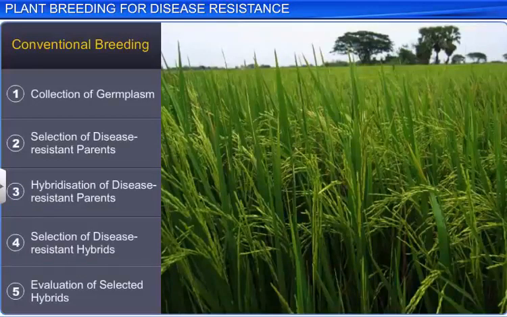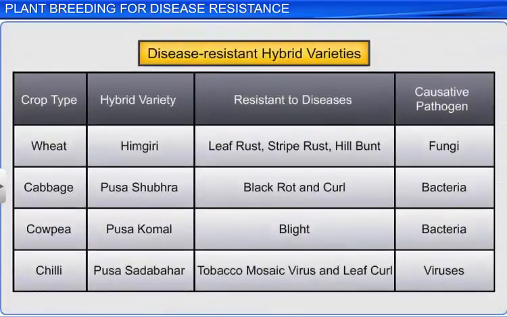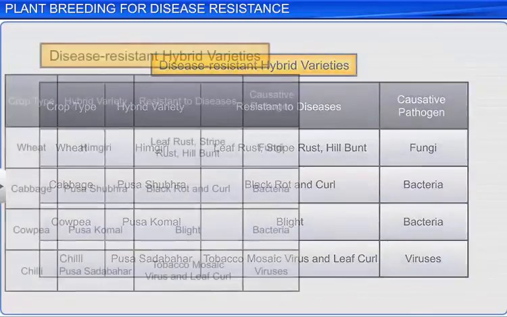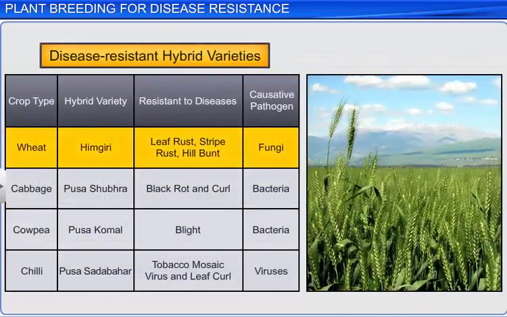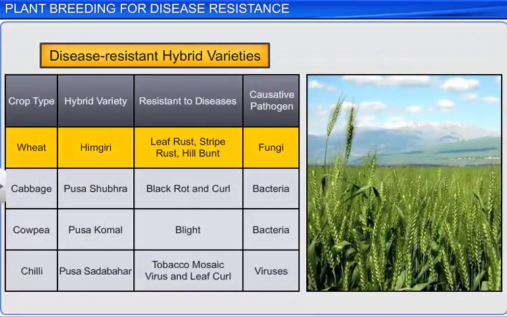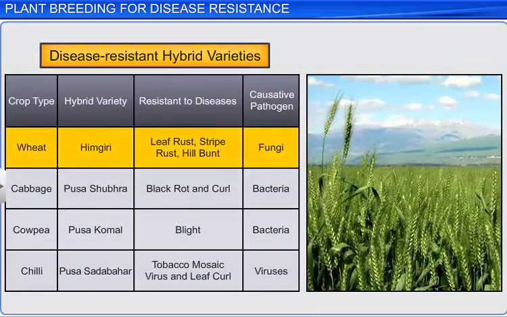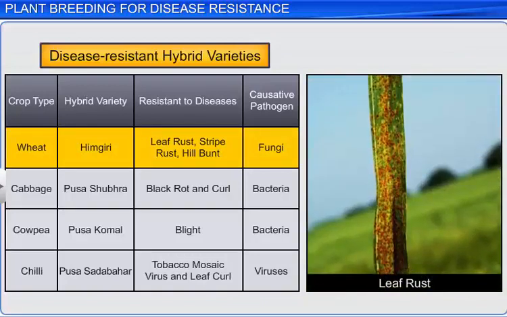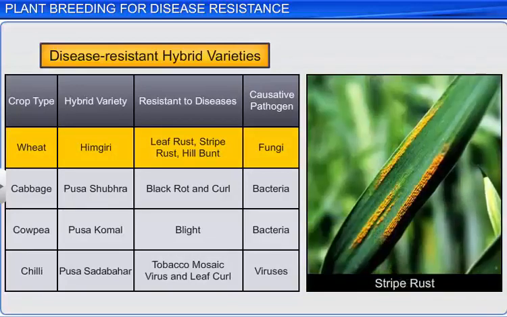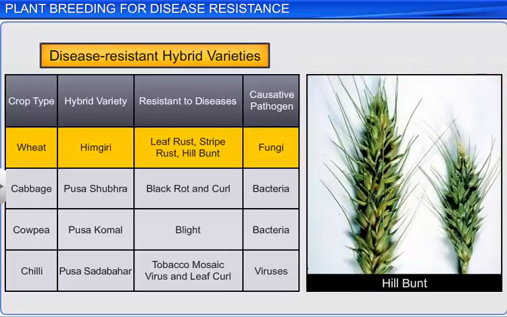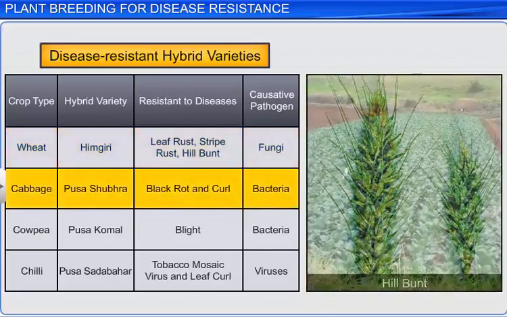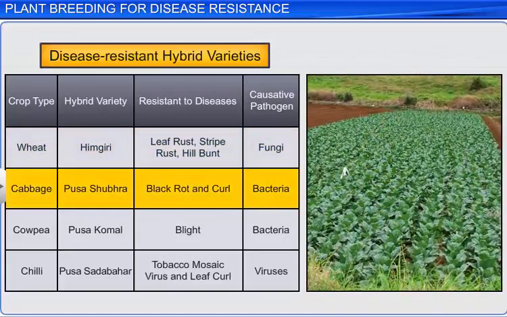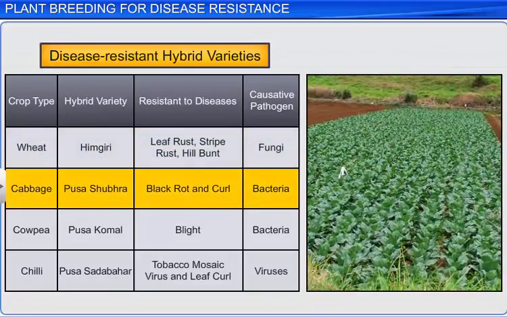There are many disease-resistant hybrid varieties of different crops developed through conventional breeding. Let's take a look at some of them. Himgiri, a hybrid variety of wheat, is resistant to fungal diseases such as leaf rust, stripe rust, and hill bunt, while Pusa shubra, a hybrid variety of cauliflower, is resistant to fungal diseases such as black rot and curl.